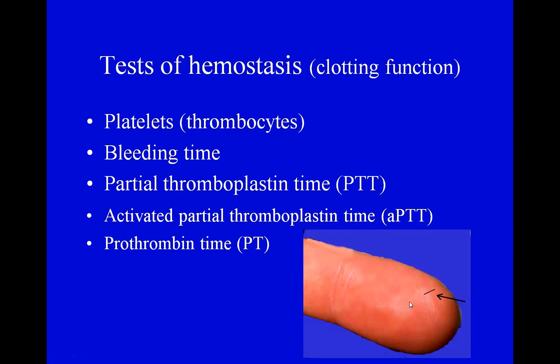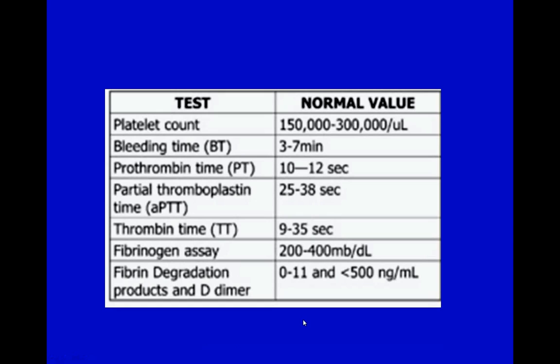For this one, we poke you like it shows in the picture. For the PTT and APTT and PT times, we go ahead and take a sample of blood from your vein. Okay, here's what it might look like on a lab report. So we have a platelet count, and we can see what the normal value should be. It should be present in the 100,000s. This is kind of to introduce you to those.